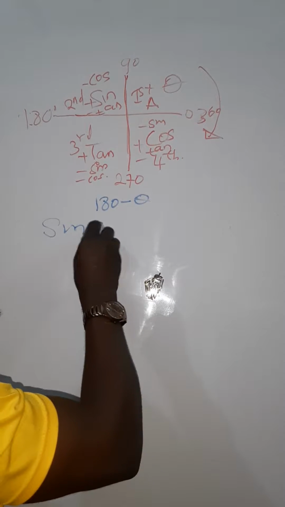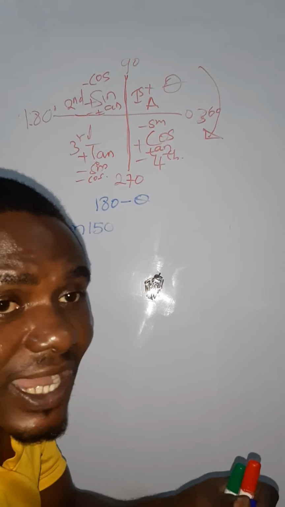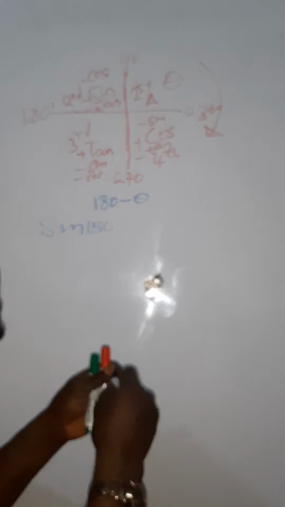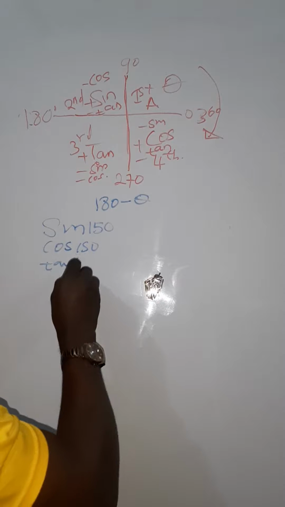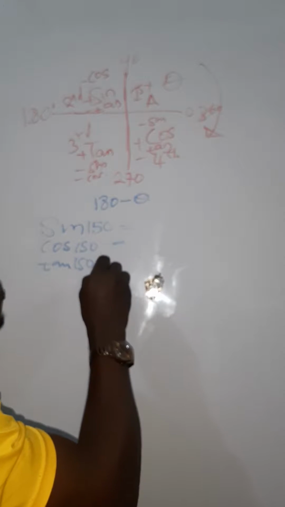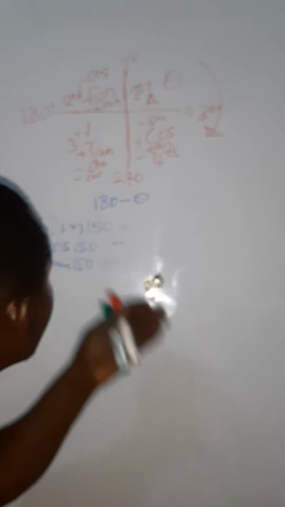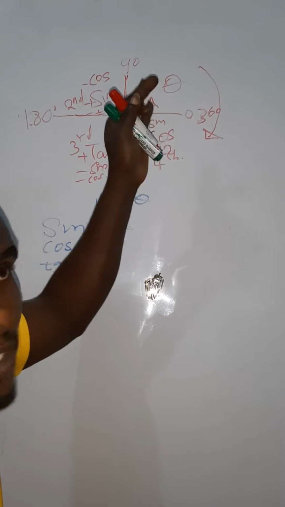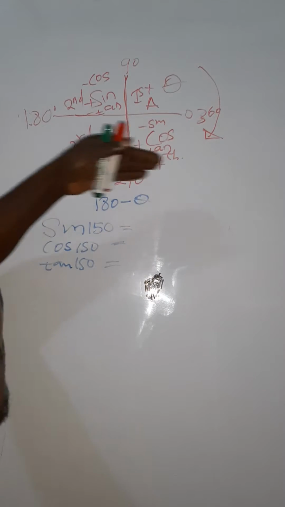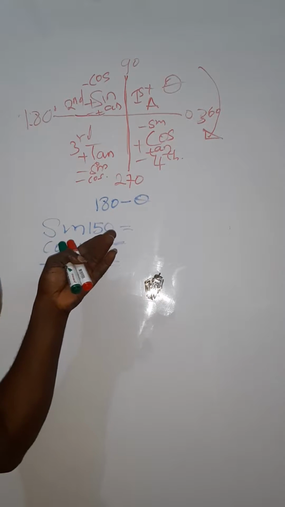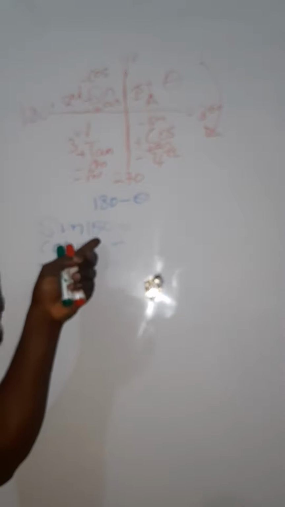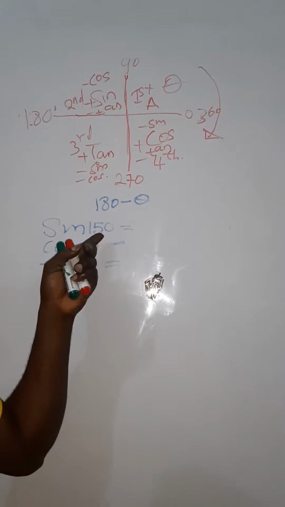Imagine I'm to look for sine 150, I can know this one without pressing a calculator. So sine 150, let's also assume that I'm looking for cos 150 and tan 150. So how do I know, without even applying a calculator, the answer? Once I am able to apply all these ACTS and I know the symbol attached to it, then I can come here. So you see that my theta here is greater than 90 and it's not up to 180. So it's within the second quadrant.